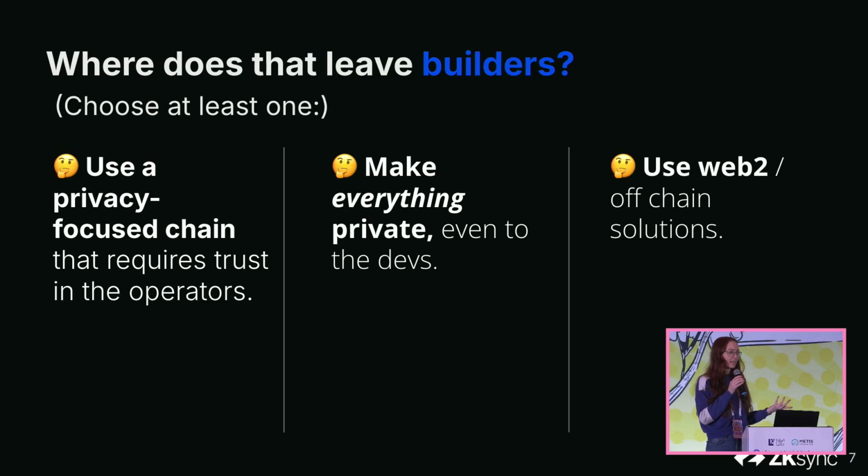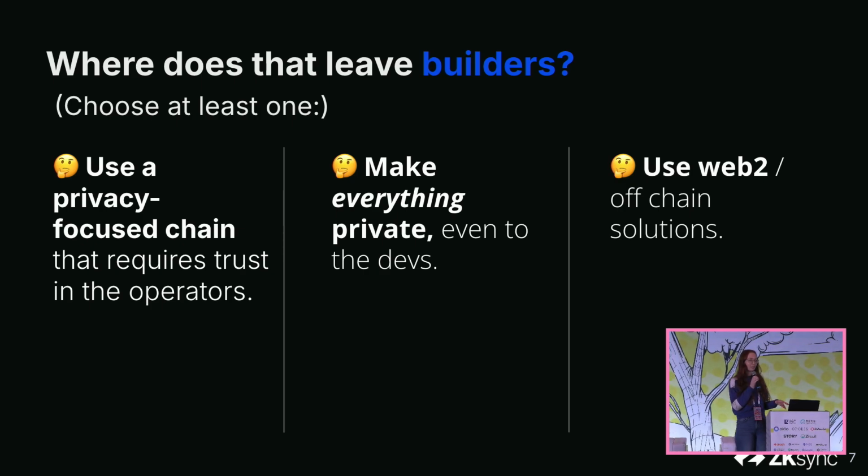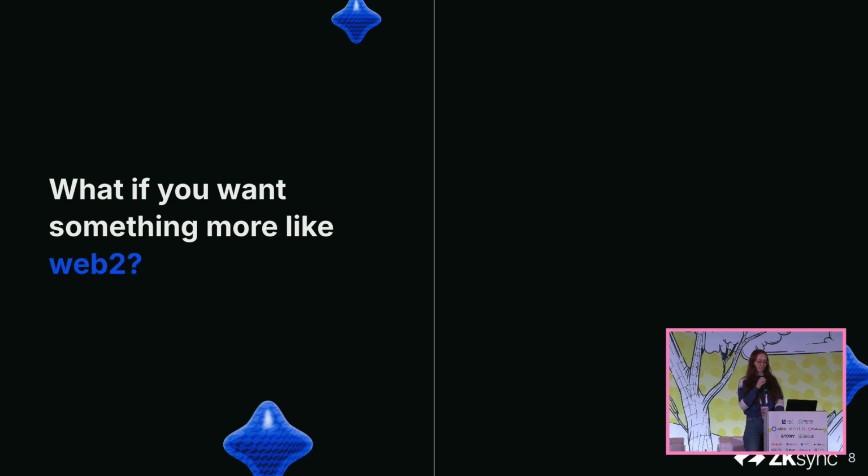And so where does that leave builders? You sort of have to choose at least one option, from what it seemed like. You have to choose a privacy-focused chain that requires some level of trust in the operators, or you have to basically make everything private, fully encrypted, even to the devs, so you don't know what's going on. Or you just end up using some Web2 solution. Right? But what if you want something more like Web3?